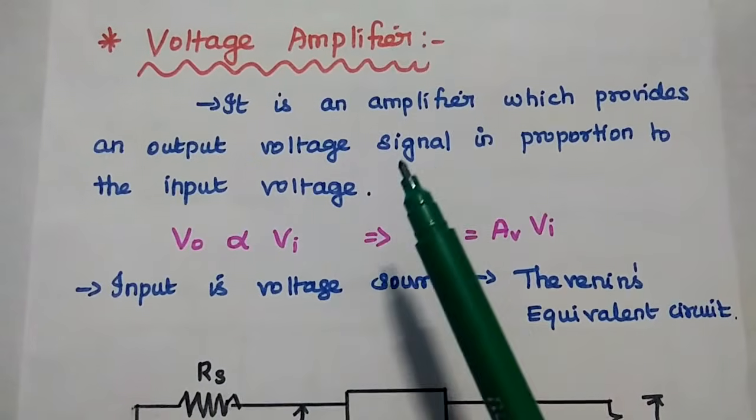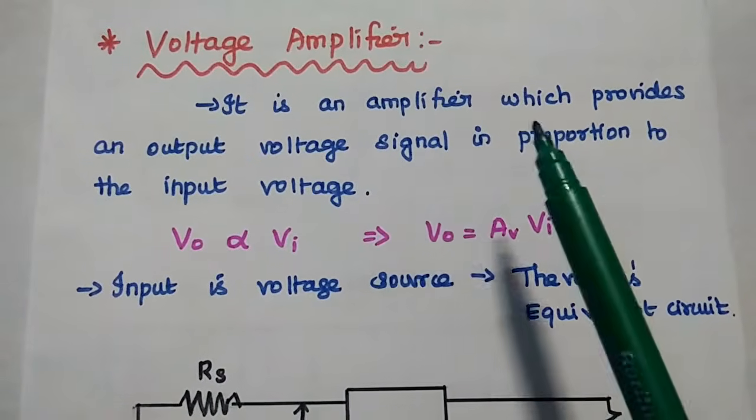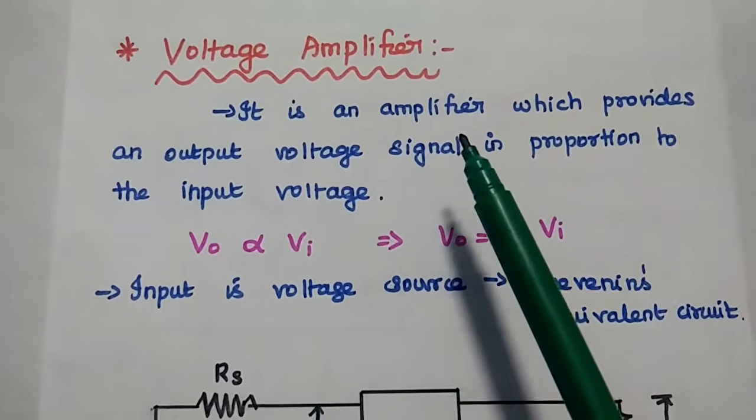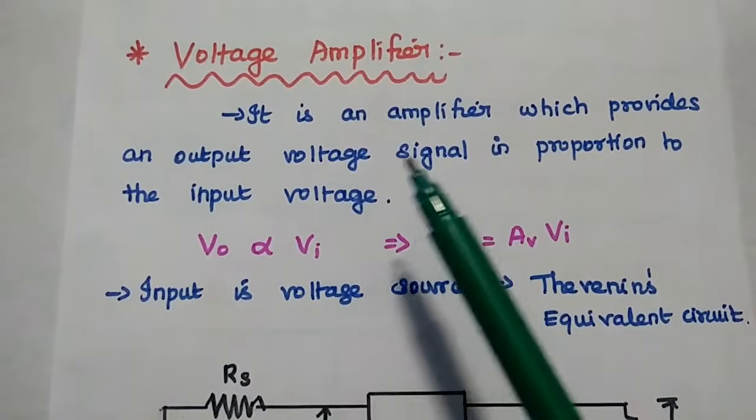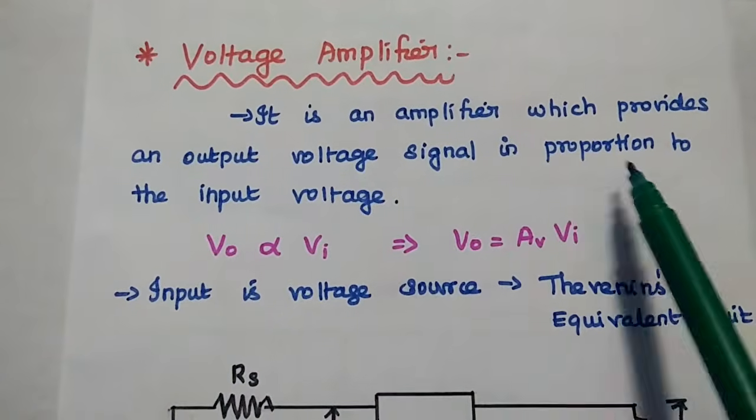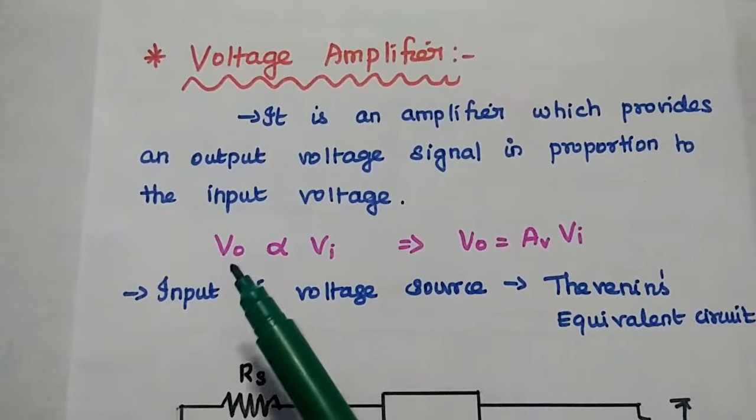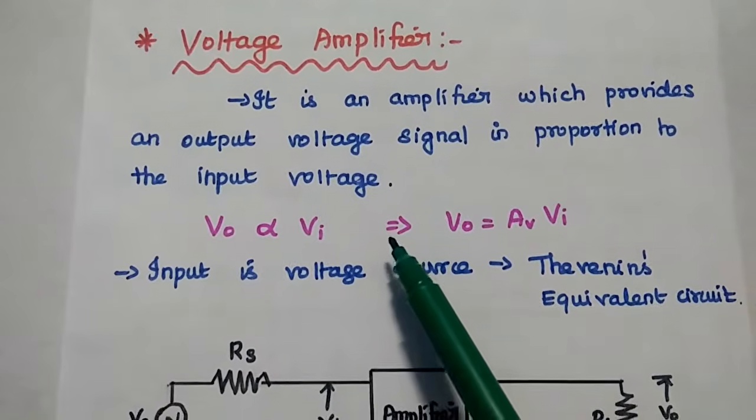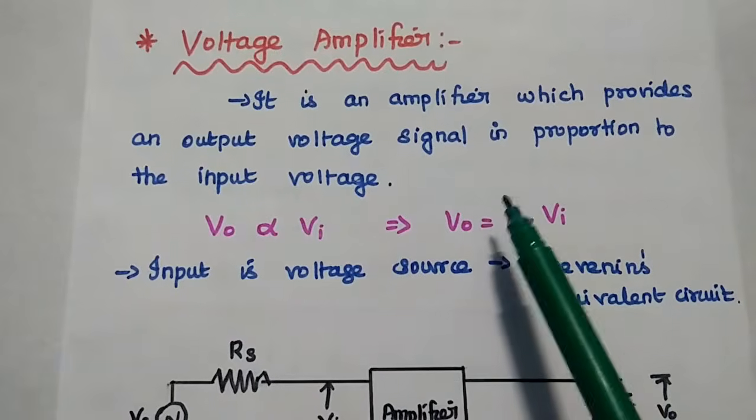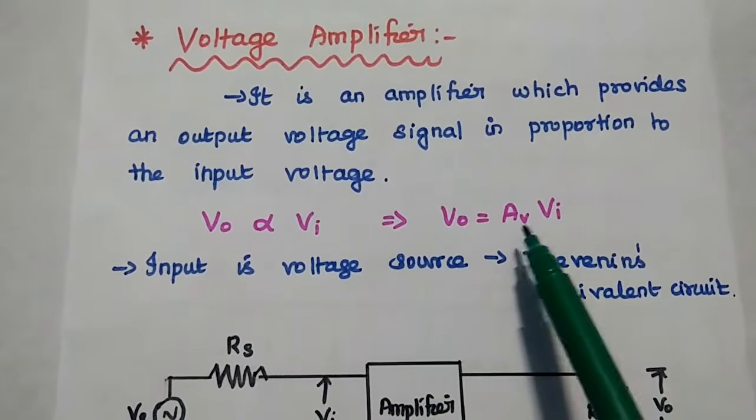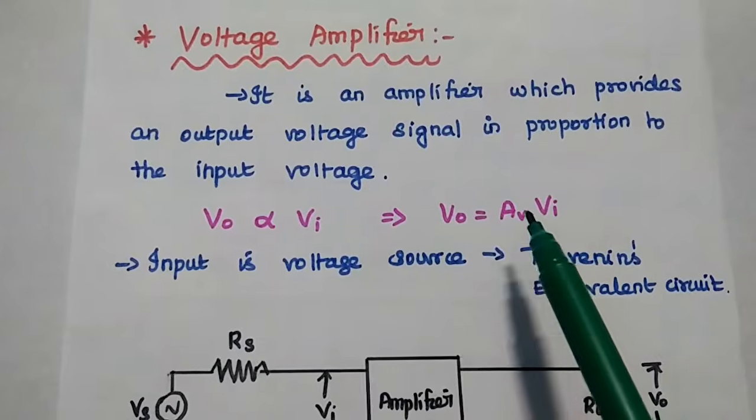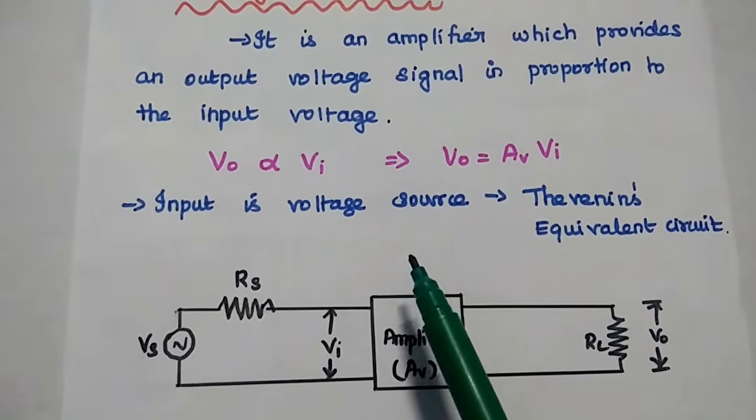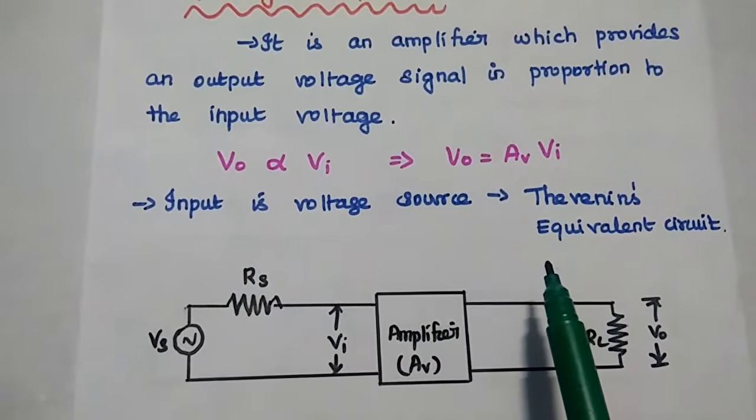Let's discuss each type of amplifier with its feedback topology. The first one is voltage amplifier. It is an amplifier which provides an output voltage directly proportional to the input voltage. That means V0 is directly proportional to Vi. We can use the proportionality constant, that is nothing but the gain of this voltage amplifier, AV, equal to V0 by Vi. Here the input is a voltage signal, output is also a voltage signal.